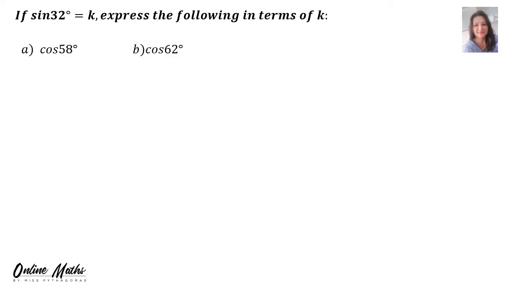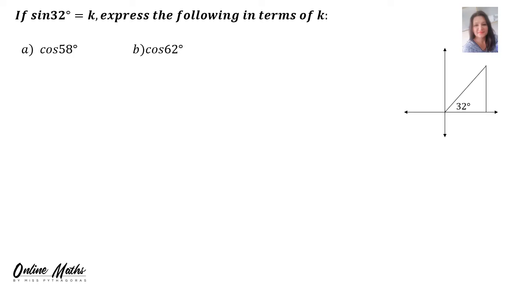If sin 32 is equal to k, express the following in terms of k. Now this is a very, very important sum. When you want to tackle this sum, my advice to you is we start with making a help sketch. Now the help sketch on the right hand side there consists of a right angle triangle in the first quadrant with the angle that's given, the sin 32, in standard position.